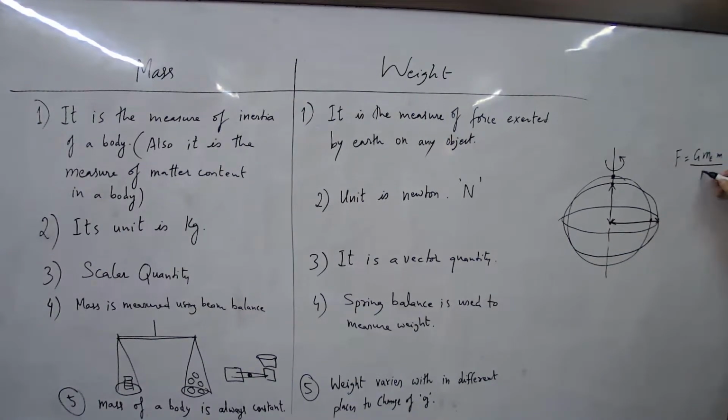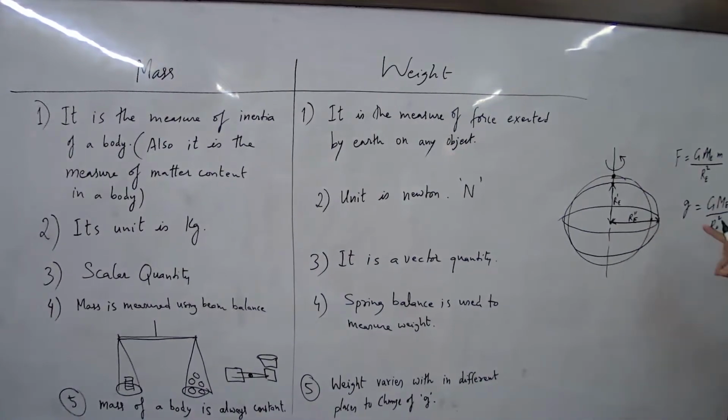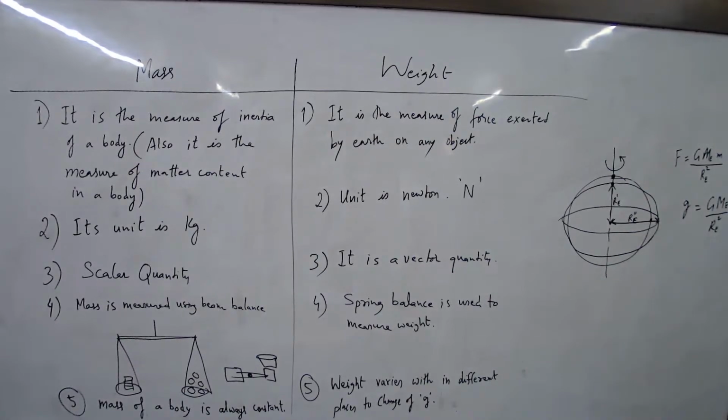If any object is kept on the surface, consider the radius of Earth. The pole radius is less and the equator radius is greater. So where will the weight be more? So g becomes what? G M_E upon R_E squared, right? So where is g more? At pole or at equator? At pole, because R_E is less at pole. Understood?